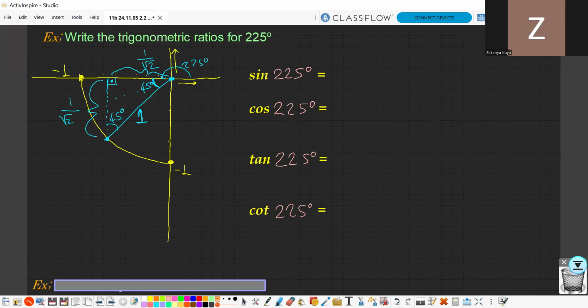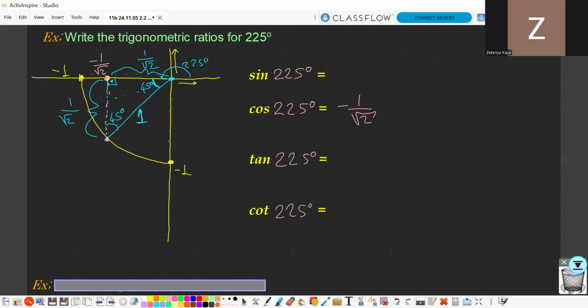Firstly, cosine 225 is the x number of the angle. When you draw this angle, it makes a point on the unit circle. What is the x number of this point? The distance is 1 over square root 2. Since you are on the left side, that means it is minus 1 over square root 2. Cosine 225 is minus 1 over square root of 2.